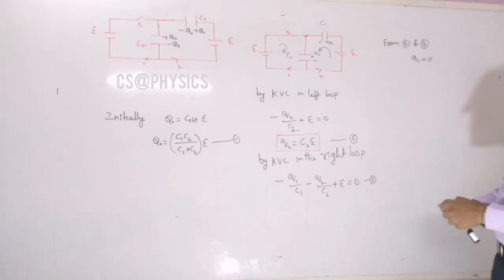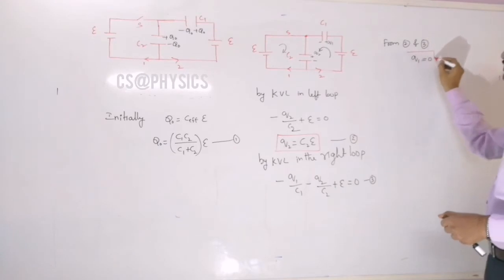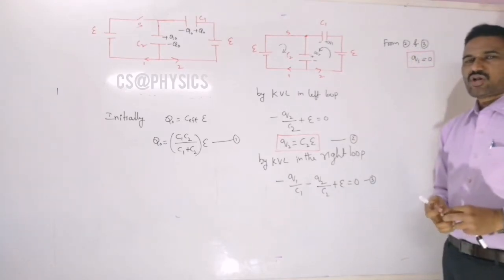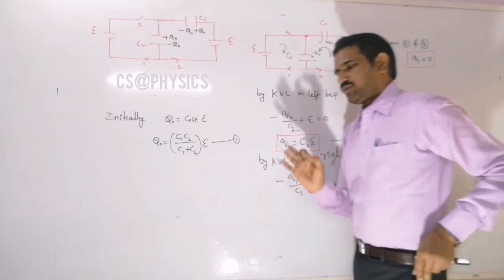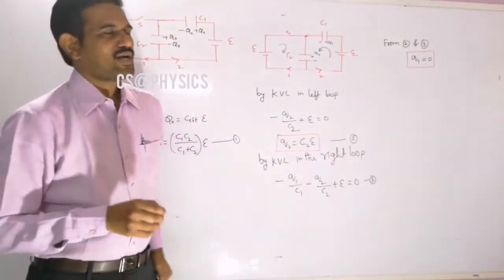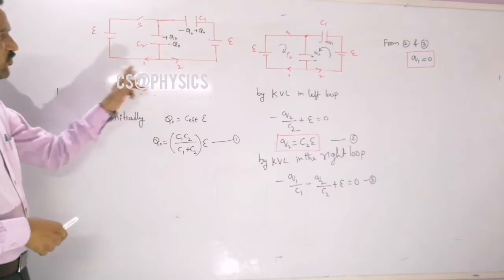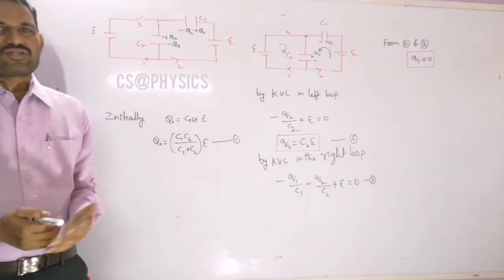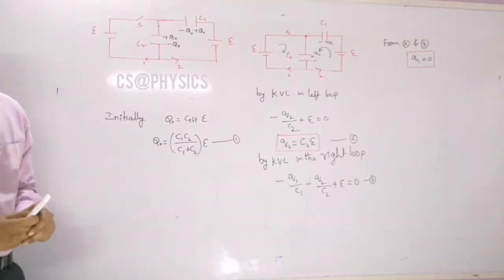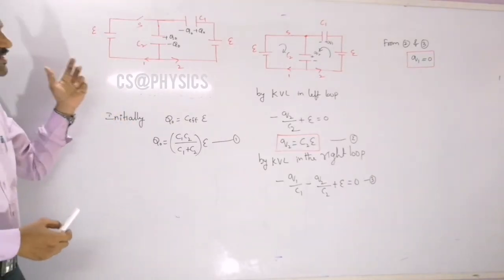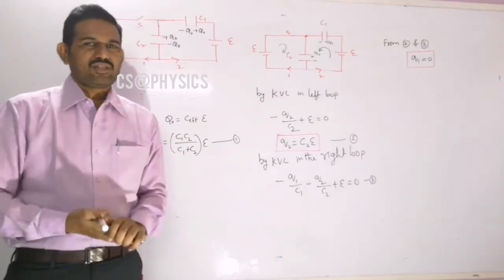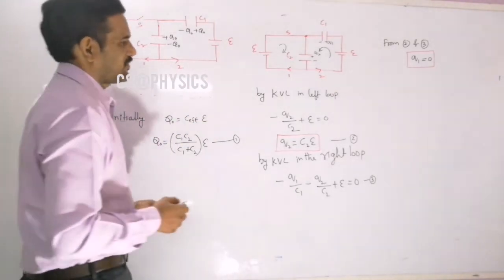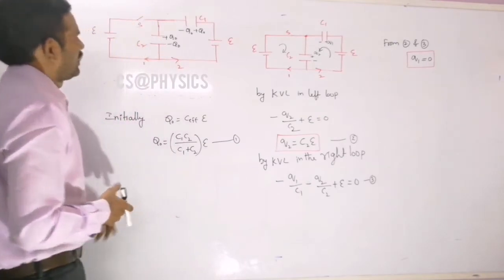Once the switch is closed, no charge is present on this first capacitor, right? Now with that conclusion, we need to answer how much charge is flowing in this direction and how much charge is flowing in that direction once the switch is closed. Can you answer now? How much charge is flowing in the first path and how much in the second path, the second direction?